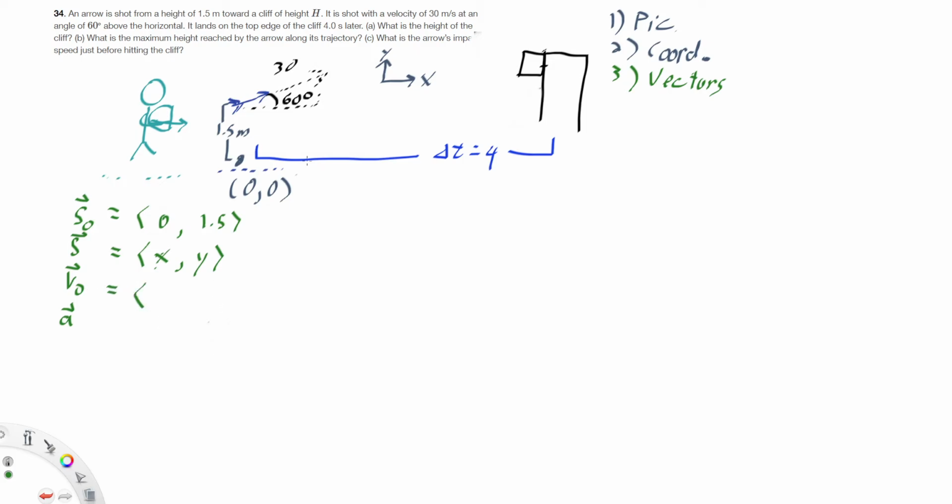Initial velocity. Okay, do our usual breakdown. The x leg of this triangle here is adjacent to the 60-degree angle. So we'll have a cosine 60, and in the y direction will be sine.